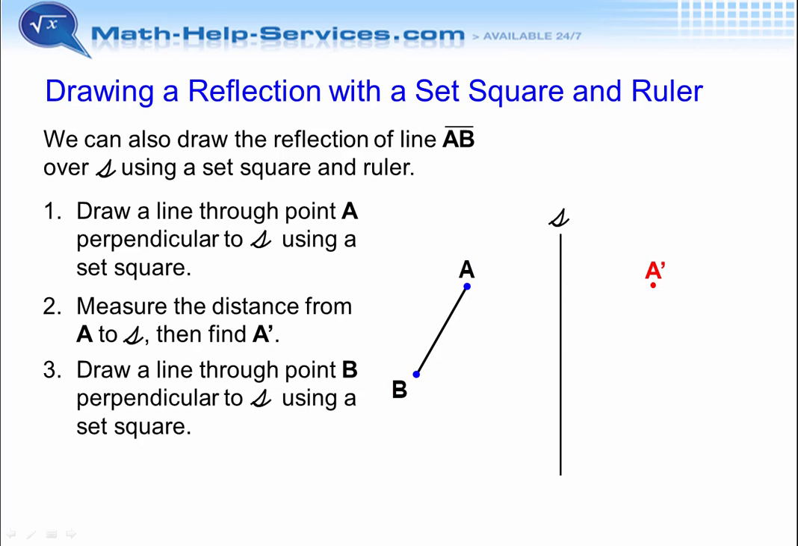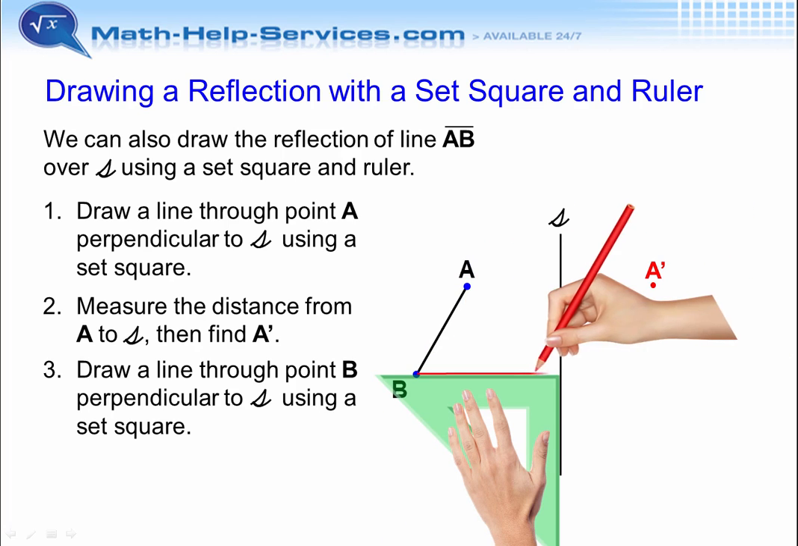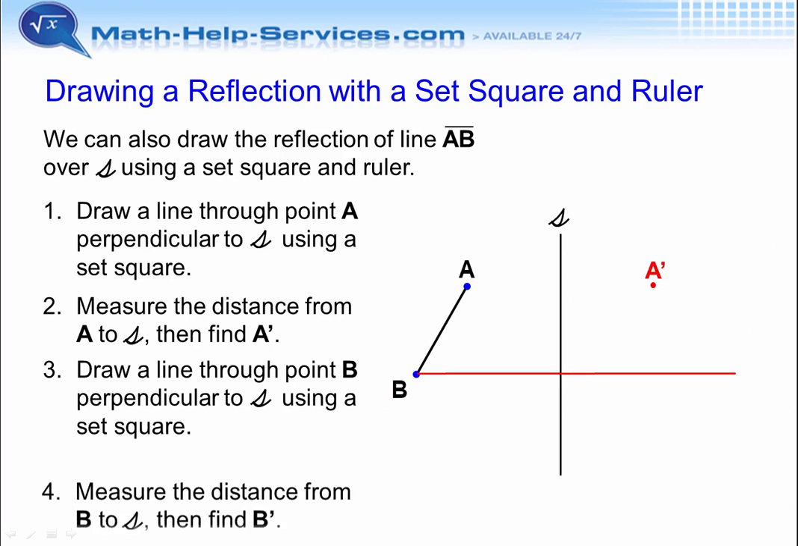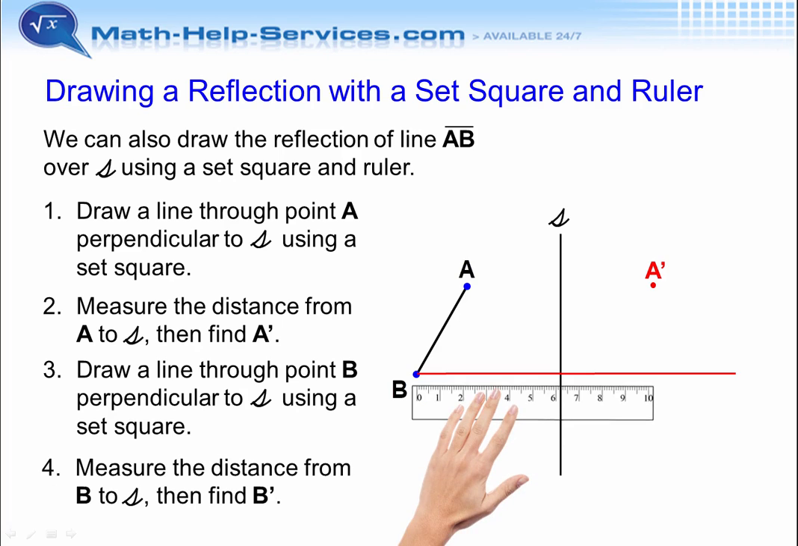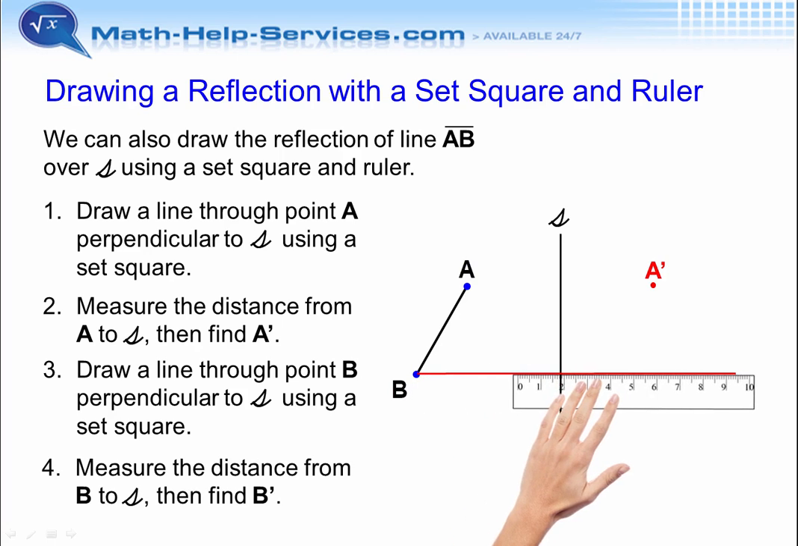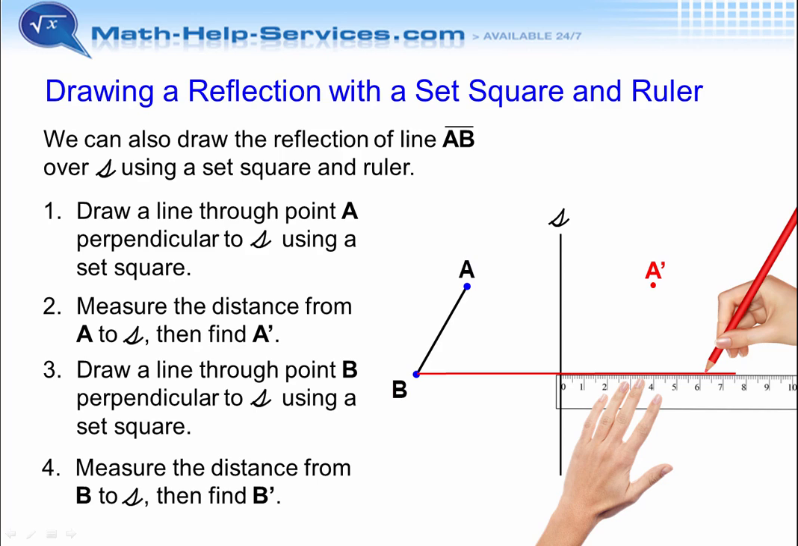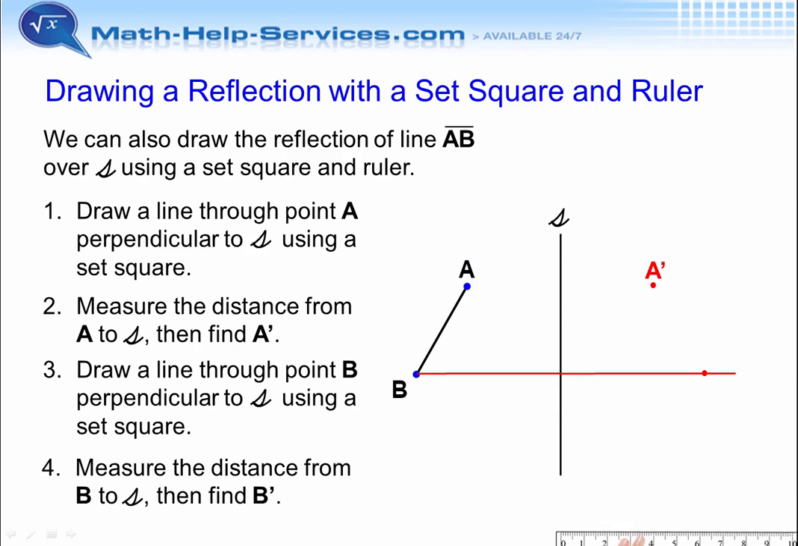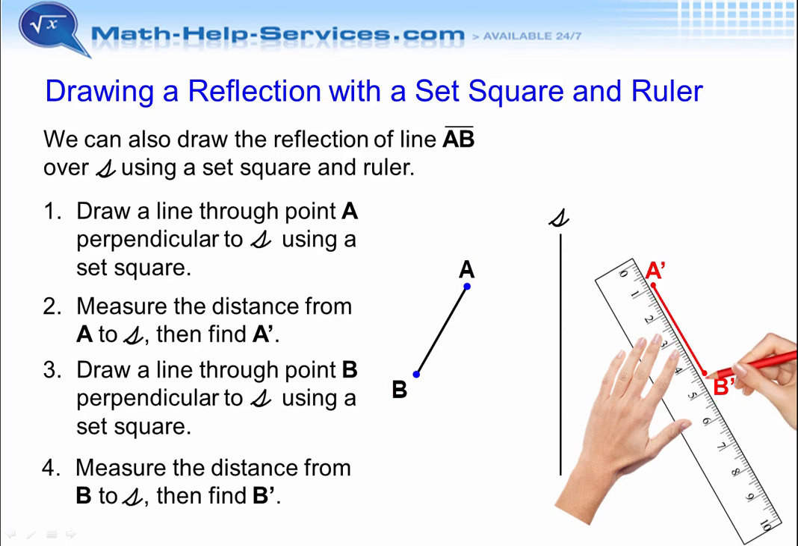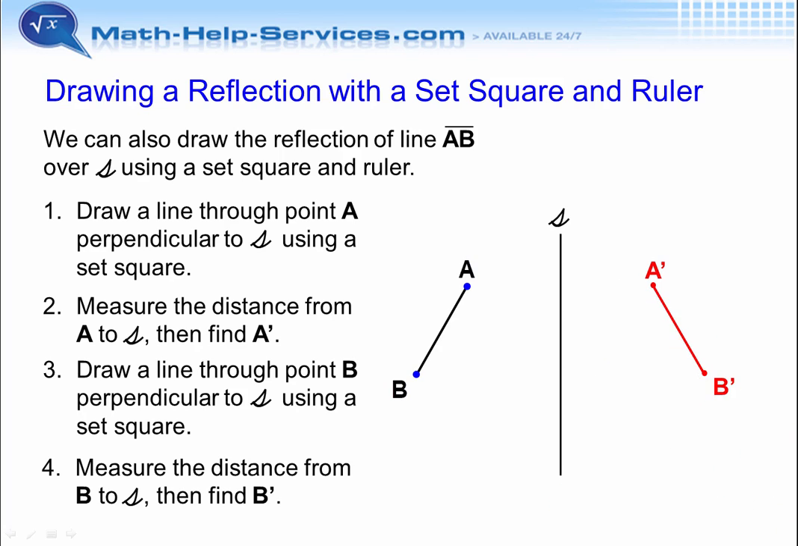Now we can draw a line through point B perpendicular to S using a set square. Extending the other way. Now measure the distance from B to S, and then go the same distance on the other side of S. And that's where we'll place B'. Now we connect A' and B'. And that's how we can draw a reflection with a set square and a ruler.